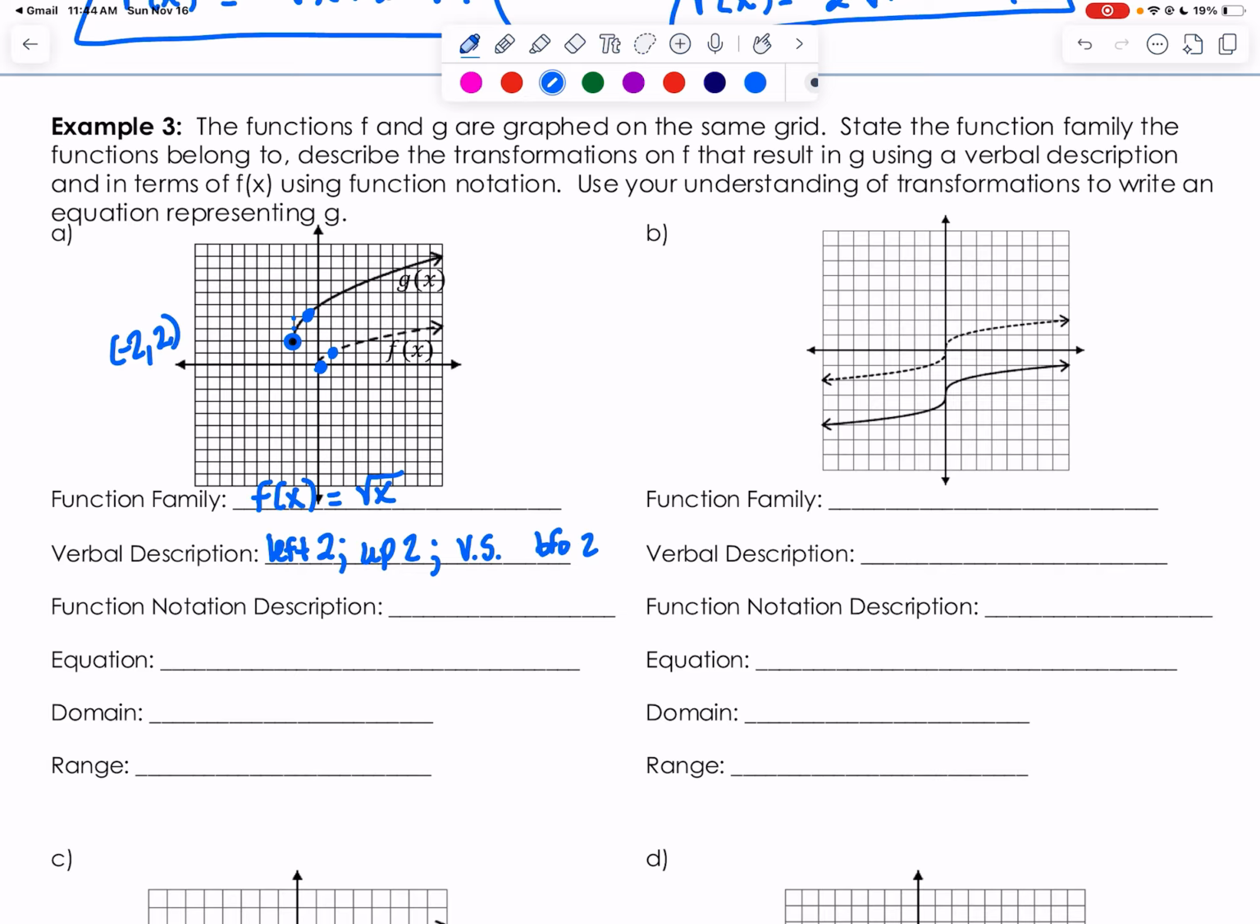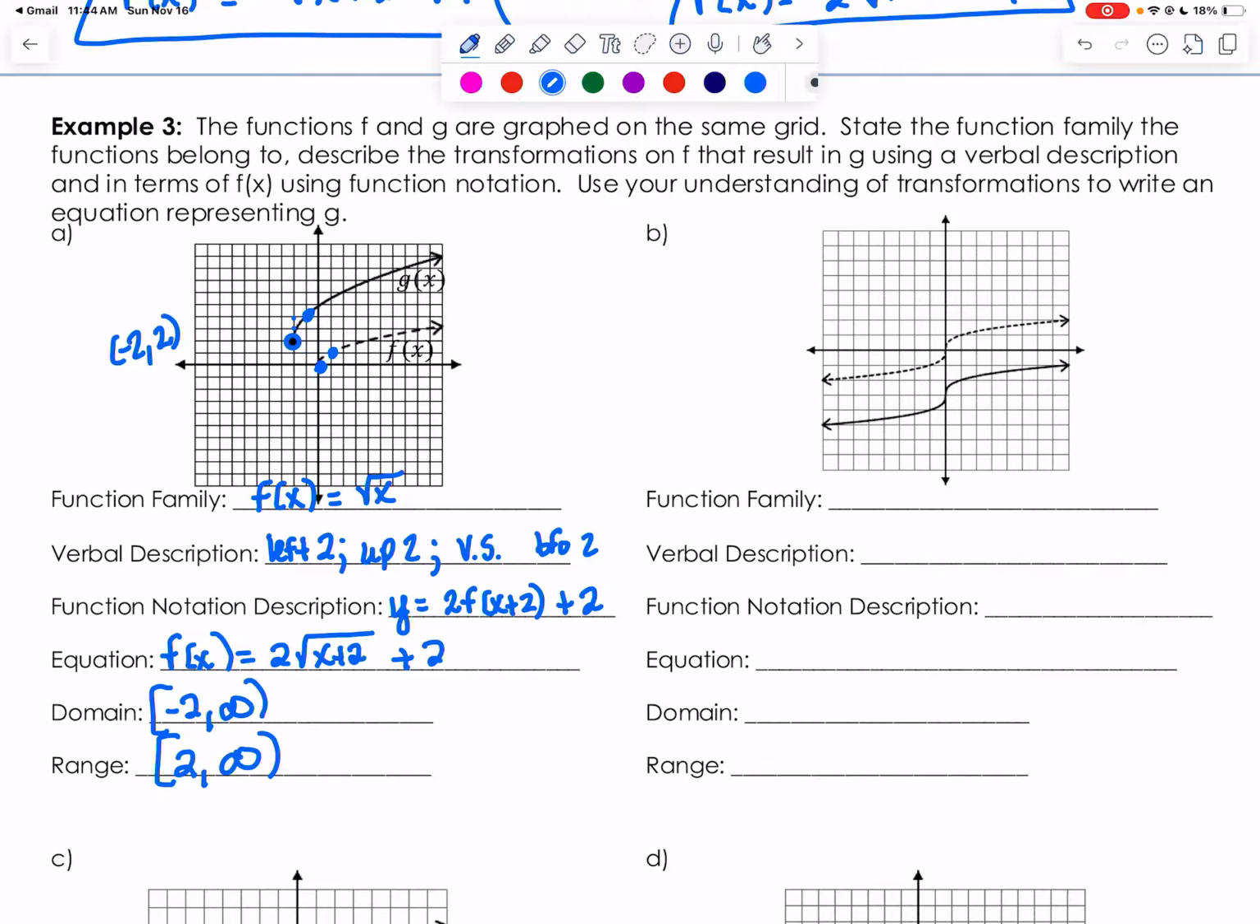So for our function notation, we could say y is equal to 2 times f of x plus 2. That gets us left 2, and then up 2. That's a lot of 2's. All right, so for our equation, we would say g of x equals 2 times the square root of x plus 2, plus 2. So our domain of our g of x function would be -2 to infinity, and our range would be 2 to infinity.